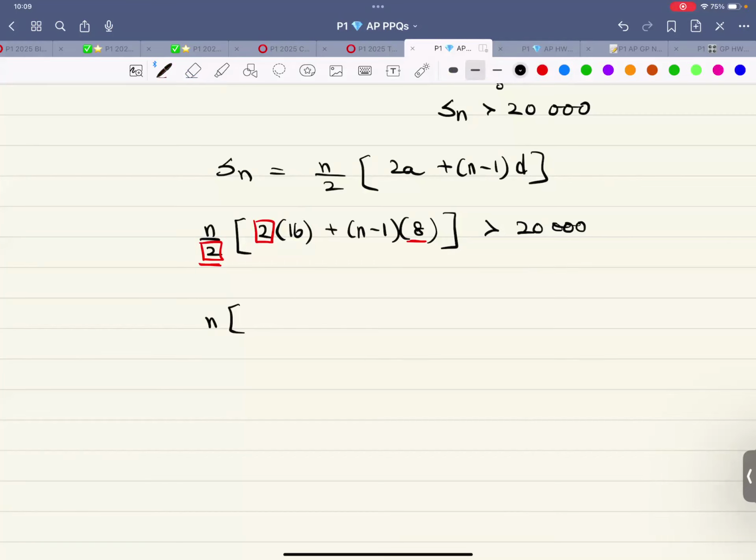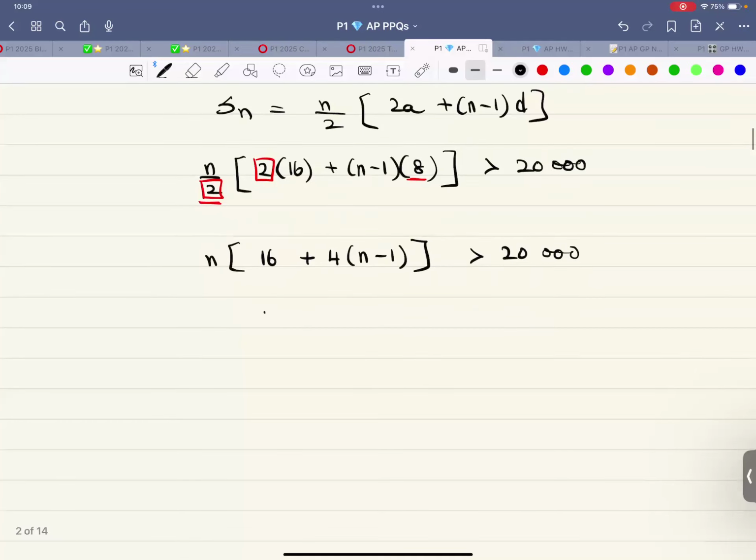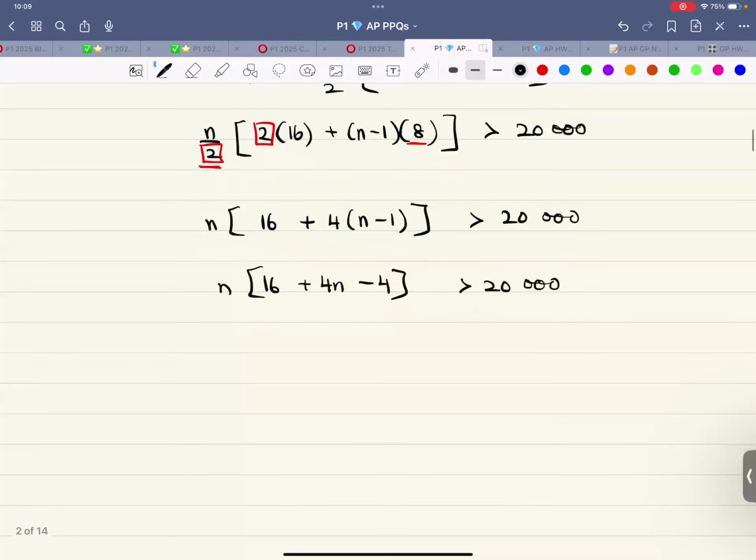And what am I left with? I'm left with a 16, and 8 divided by 2 is 4. So that is 4 times (n minus 1). Let's go very comfortably on this particular question. So this is 16 plus 4n minus 4. Don't forget the n on the outside, greater than 20,000. Therefore, 4n plus 12, and this is n over here, and this is greater than 20,000.